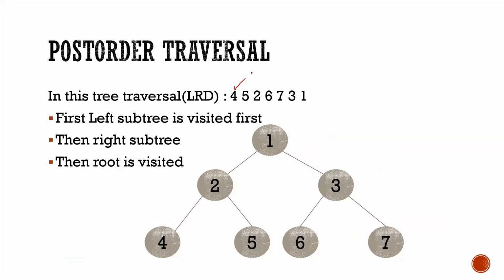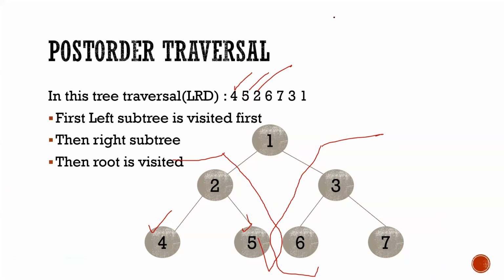First, the left node of the left subtree 2 4 5 is 4. Then the right node of the left subtree 2 4 5 is 5, and then the root node for the left subtree 2 4 5 is 2. Okay, so the left subtree is completed.